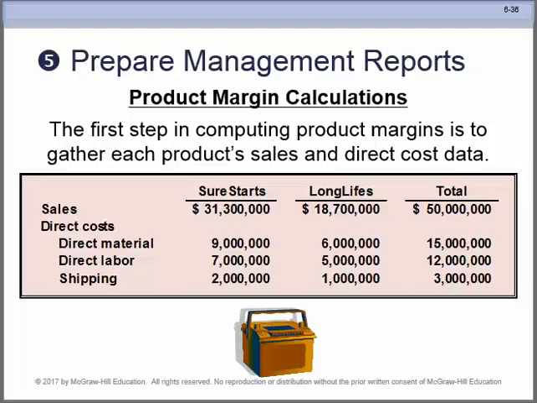Okay, so let's gather the product sales and direct cost data. So our sales were $31,300,000 for Sure Start, $18,700,000 for Long Life, total of $50 million. And we have the direct material, labor, and shipping. Those are the easy ones to trace back to each product.